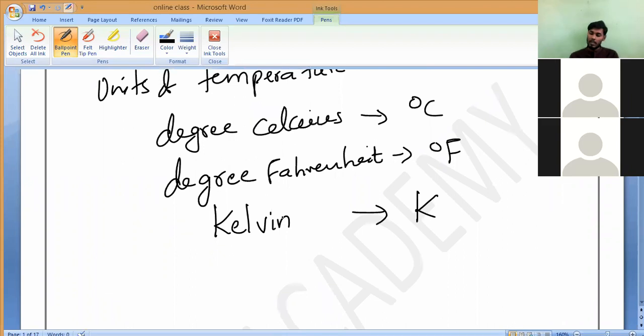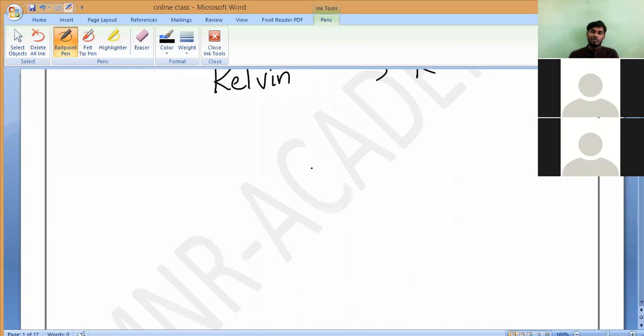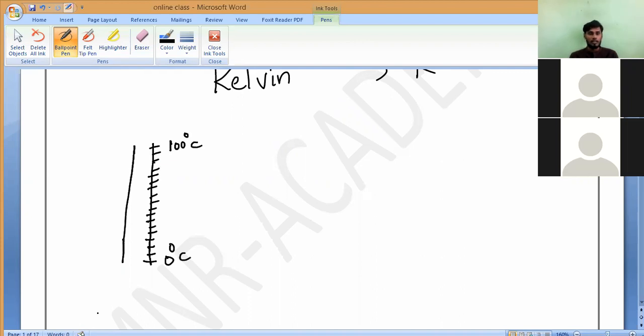Now, the differences between the degree Celsius, Fahrenheit, and Kelvin scales. If you observe, we have three different scales. The first one is the Celsius scale. It has 100 divisions. It starts from 0 degrees Celsius and ends with 100 degrees Celsius. This is the Celsius scale.